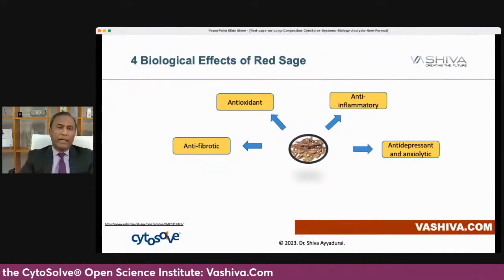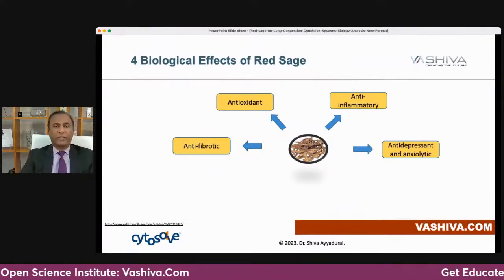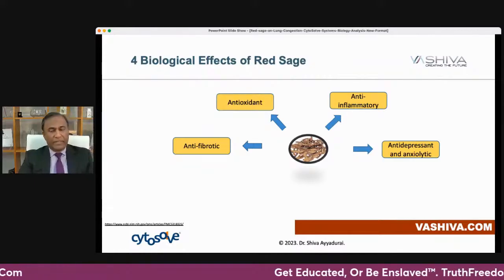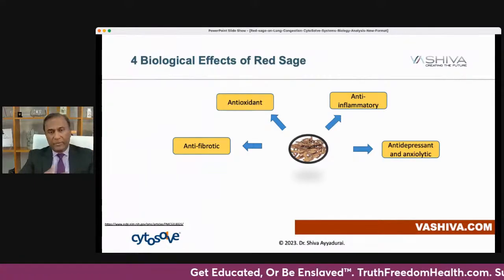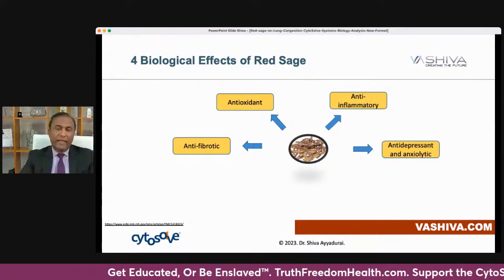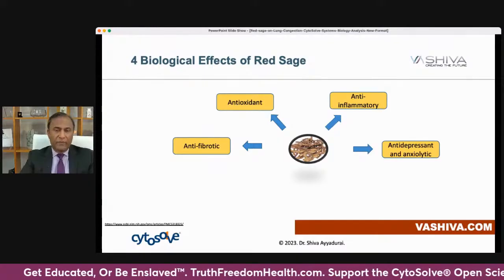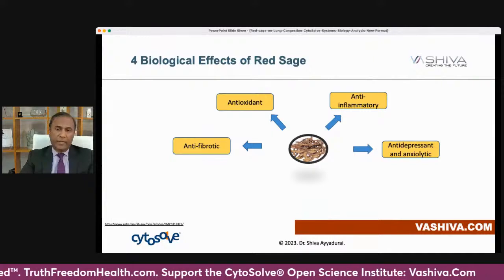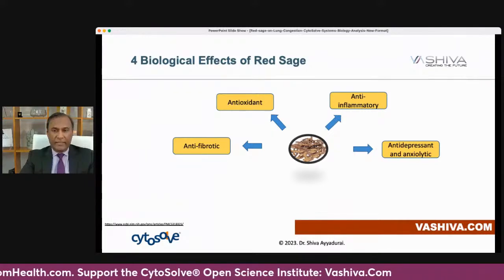But it has 4 biological effects. Biological effects are at the molecular level, so antioxidant. So red sage takes out these oxidizing components, which means it's anti-aging. Anti-inflammatory, right? You have inflammatory events taking place, red sage will calm them down. Antidepressant and anxiolytic, right?